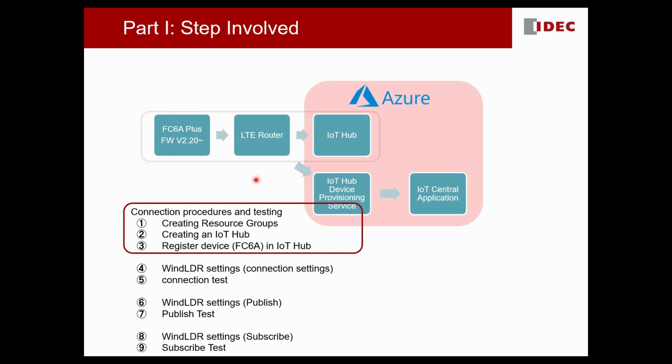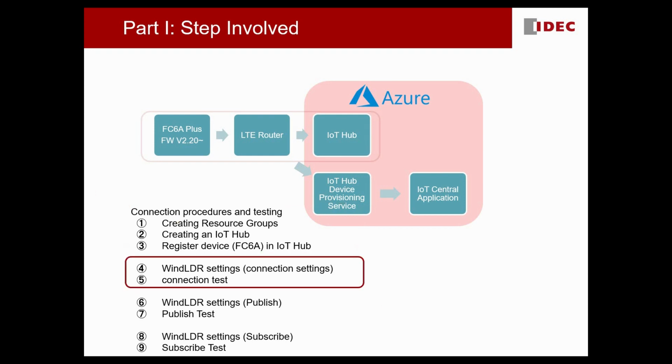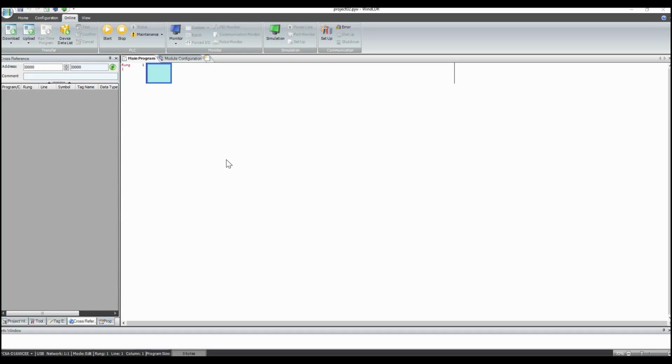Well, it looks like we have completed the first 3 steps, which is we have created the resource group in Microsoft Azure, we have created an IoT Hub, as well as we have registered a device, our FC6A Plus, in the IoT Hub. So next, let us proceed to step number 4 and number 5, which is doing some setting in the WinLDR software and doing a connection check. Alright, this is my WinLDR software.